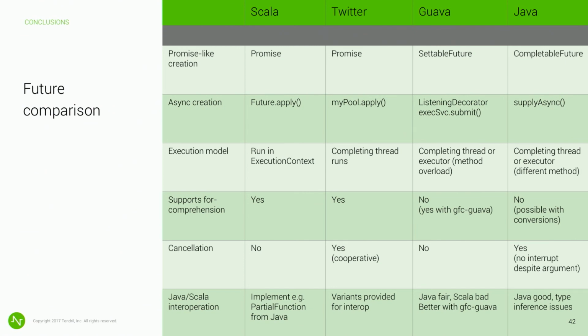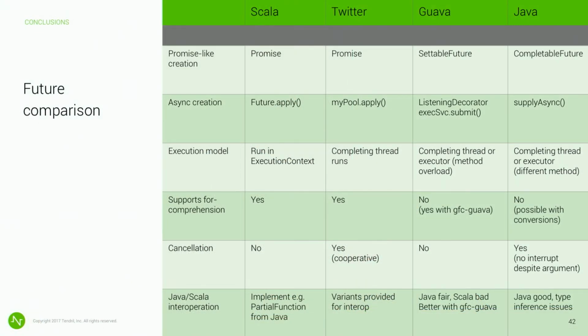Supporting for comprehension. Scala and Twitter are both based on map and flat map, so that you can use for comprehensions to build these pipelines. Java does not, so you have to use the other mechanisms, but you can play games with conversions and extension methods to add map and flat map that call to the right Java methods. Scala does not support cancellation. Twitter supports cooperative cancellation. Java does provide some cancellation capability.